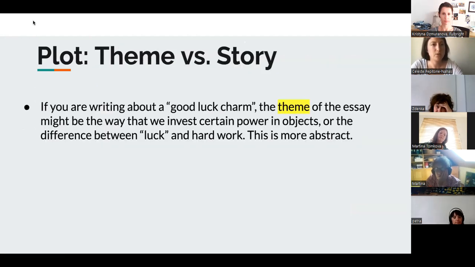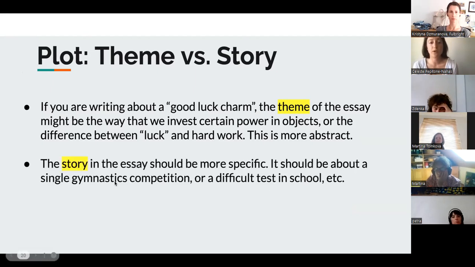And I think I'm repeating myself a bit, but do try to teach the difference between theme and story. So with this example, the theme of the essay would be the way we invest objects with power, or the difference between luck and hard work. This is more abstract, but the narrative, the story should be even more specific. It should be about a single competition or a test or a single day. It's easier to write an essay about a single day than maybe an essay about your whole life. So try to encourage them to think smaller.